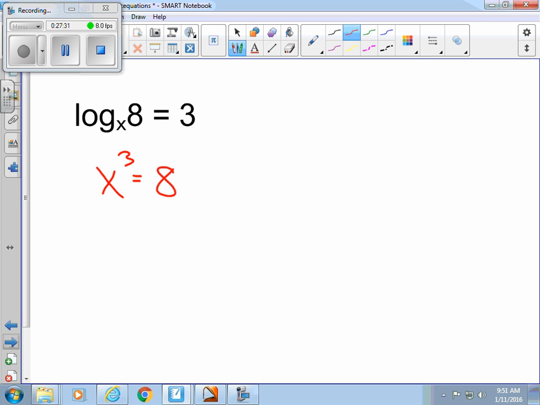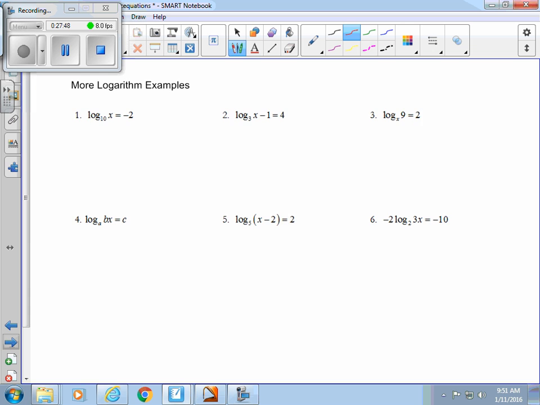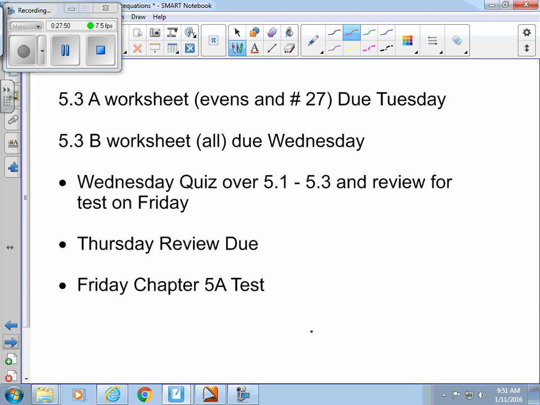Cube root both sides. Why cube root? Because it undoes X cubed. So that just brought in an old equation type. We might do some more examples.